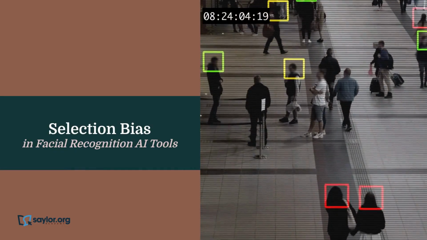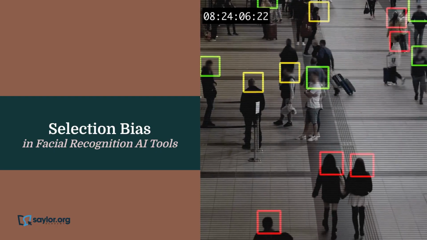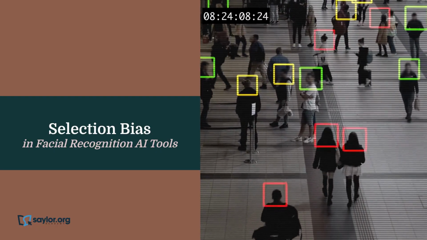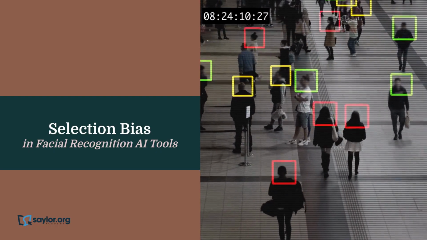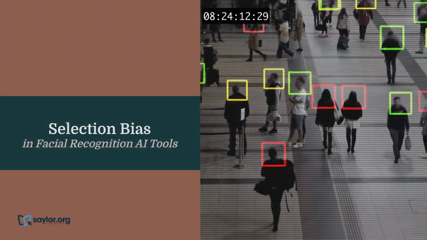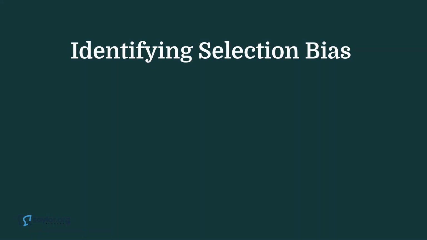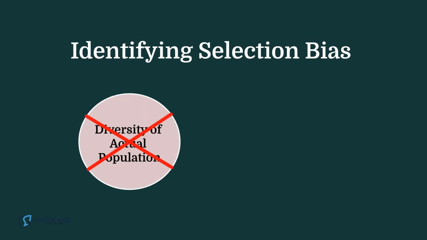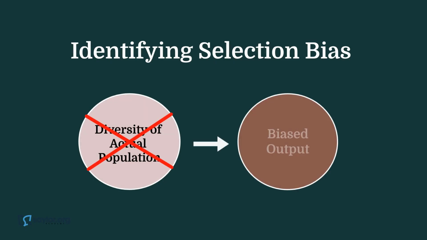However, these systems often have significantly higher error rates when scanning individuals with darker skin tones, leading to inaccurate or unfair results. Selection bias occurs when training data fails to represent the full diversity of the real-world population. This can lead to discriminatory outcomes such as the facial recognition model struggling to accurately identify those with darker skin tones.